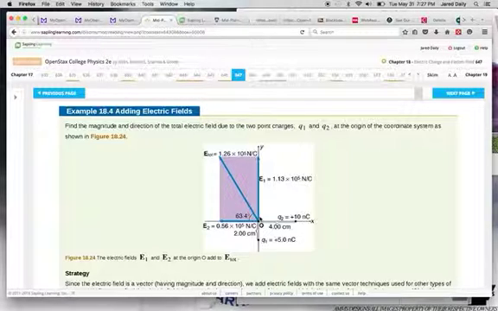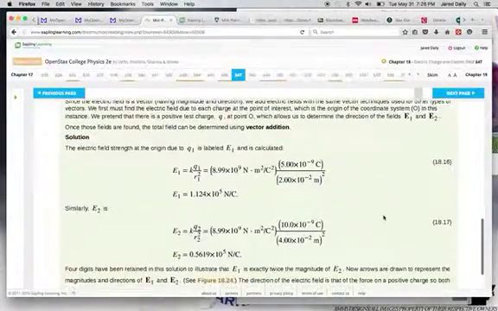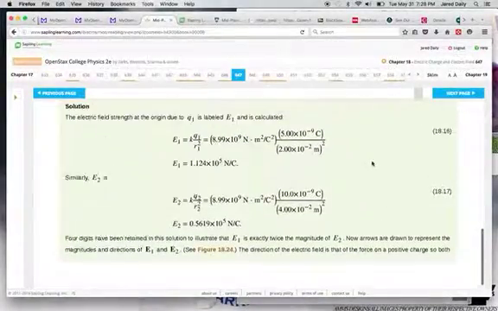So that's like doing Pythagorean's theorem. You take this number, square it, take this number, square it, add them together, take the square root, and you get this number. But then you have to find the angle, and the angle is gotten from trigonometry, where we take the vertical side of this triangle, which is this side, 1.13 times 10 to the 5th newtons per coulomb, and you divide it by this side here, and then you take the inverse tangent of that. So it's inverse tangent of the opposite over the adjacent for this angle, and then you'll get the angle of 63.5 degrees. And you can see that they do all of this here.